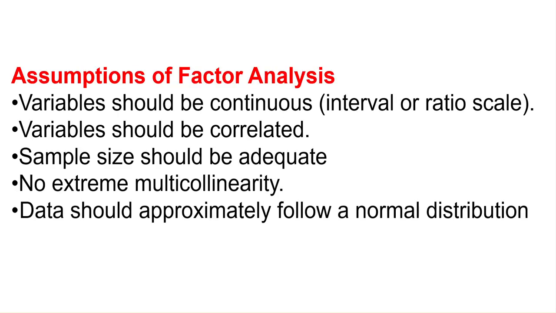Before proceeding further, we will discuss some assumptions of factor analysis. The assumptions are: variables should be continuous and correlated, a sample size of preferably at least 5 to 10 observations per variable should be there, there should be no extreme multicollinearity, and data should approximately follow a normal distribution.